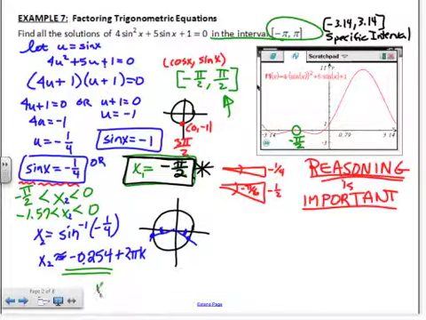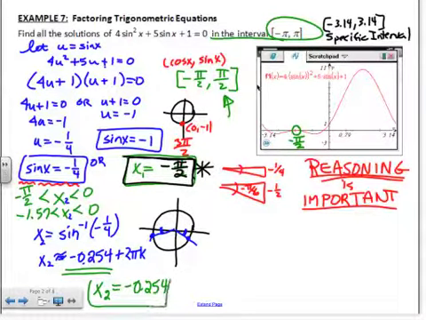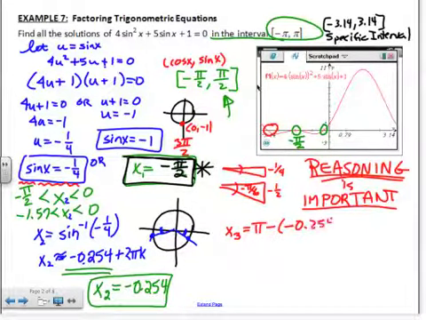So we can now say our second angle is negative 0.254. Let's see if we have that up here somewhere. Oh, I'm going to bet it's right there. Yep. So how do we find this angle here? Well, we have a couple of ways to do it. One way is to think of it like this. x3 is pi minus that angle we just found, plus 2 pi k.